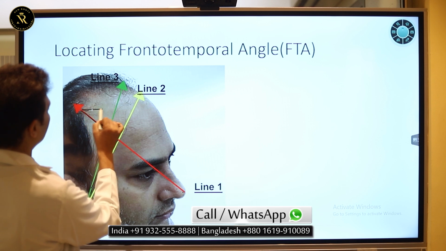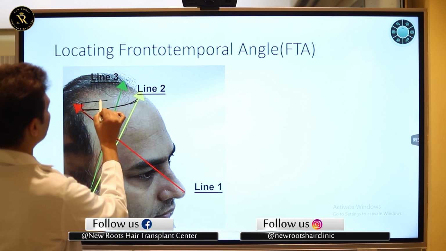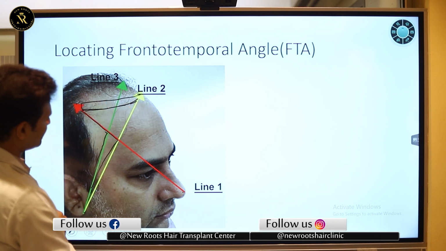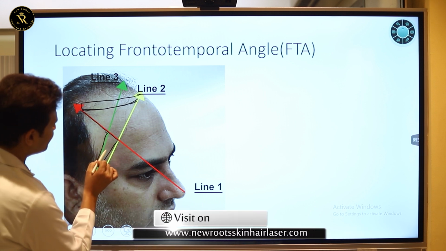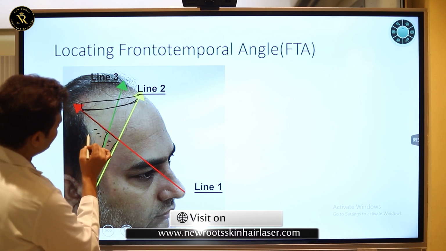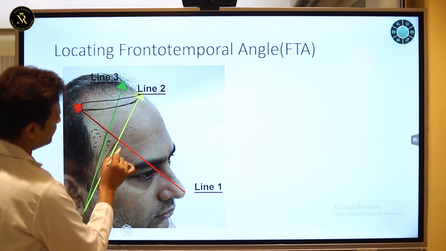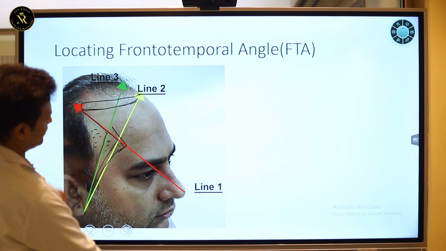This will be his hairline. You can either select this or this depending upon the requirement of the patient. So any hairs which fall beyond these hairs are called temporal hairs. So we should never fill or go beyond this hair. And this will look very unnatural if we fill hairs in this area.